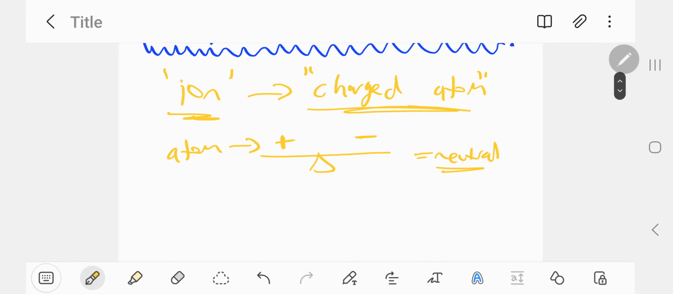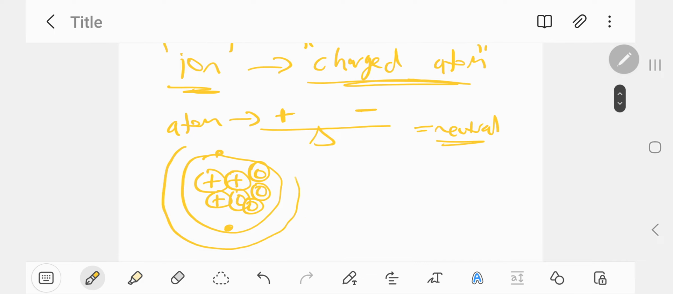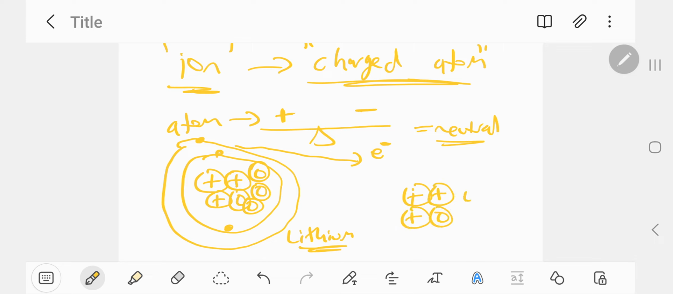Now, to make an atom charged, let's take the case of helium. Helium looks like this. Oh, actually not helium, let's do lithium: 3 protons, 4 neutrons, 3 electrons. Lithium is a metal, commonly found in rechargeable batteries. If I take 1 electron away from the lithium atom, it'll look like this now. The nucleus doesn't change, it stays as it is.